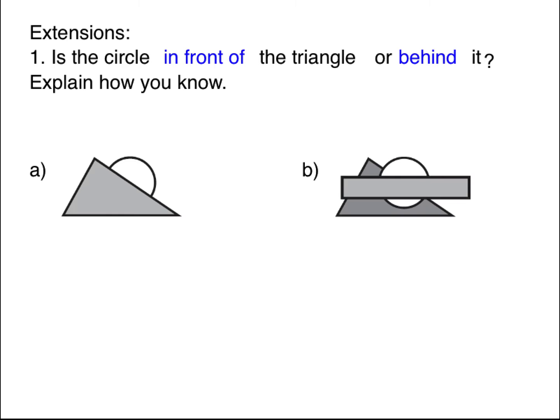Is the circle in front of the triangle or behind it? You know that the circle is behind because you can't see all of it. Well, is it in front of the triangle or behind it? The circle's behind the rectangle, but it's in front of the triangle because you see more of the circle and the triangle's behind the circle.